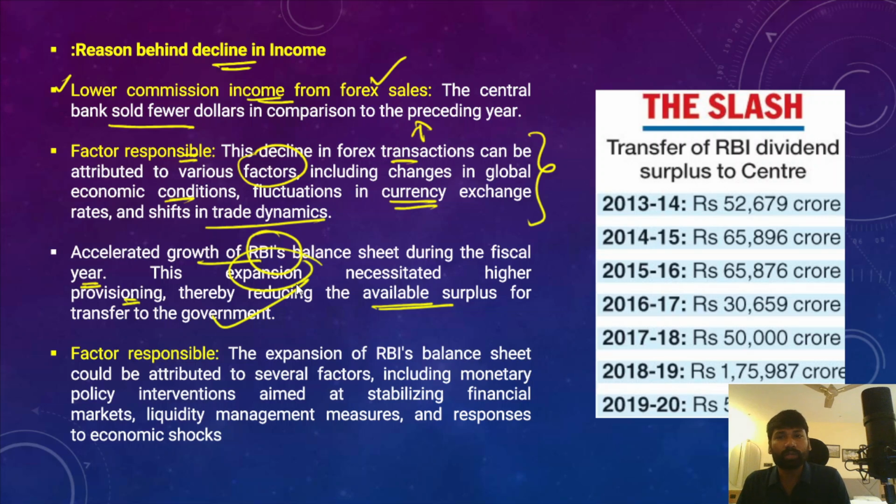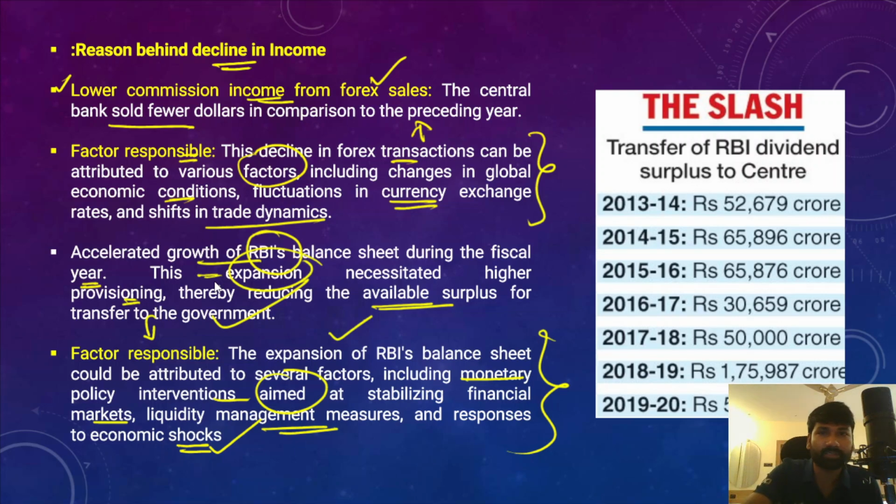This is another issue. And what are the factors which are actually responsible for this accelerated growth of the balance sheet? So they include monetary policy interventions that are aimed at stabilizing the financial markets. Okay, so in order to stabilize the financial markets, at certain times RBI intervenes. RBI sells the forex reserves it has. So therefore RBI intervention is required to stabilize the markets. And apart from that, the liquidity management measures and response to the economic shocks. So all these factors have created accelerated growth of the RBI balance sheet.